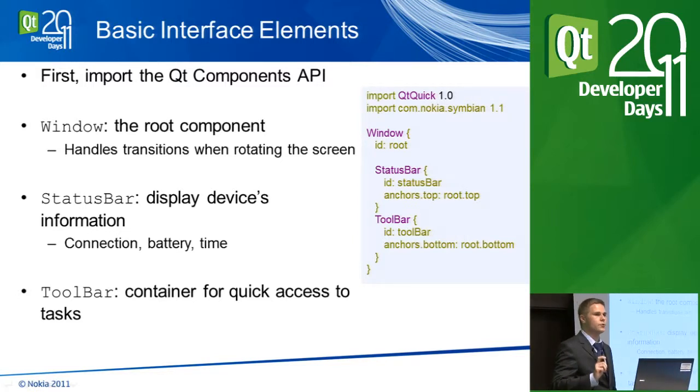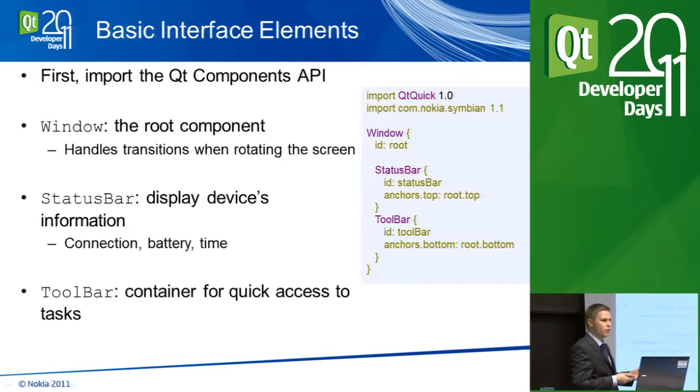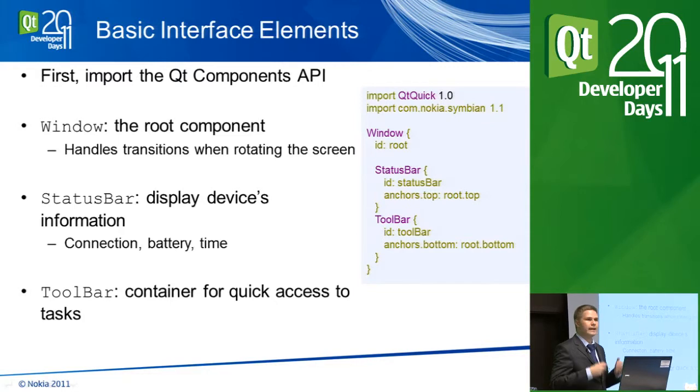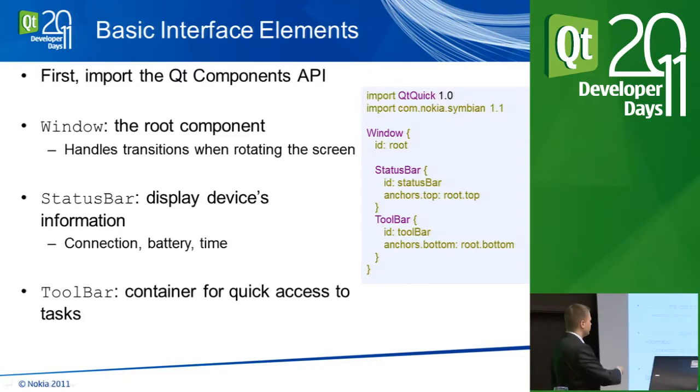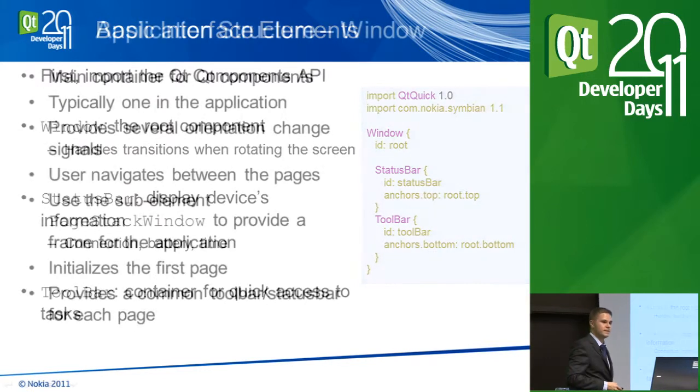Now, we don't go into details of all the components that are provided because you can quite easily go and read about them yourselves, and we don't have much time. But we'll cover these at a high level. So window is something that's designed to be a root component for Symbian UIs. It provides you with a window abstraction. It can contain things like status bar, toolbar, things like that.